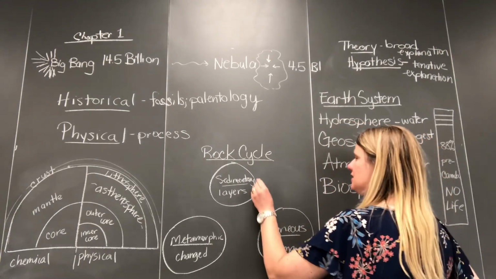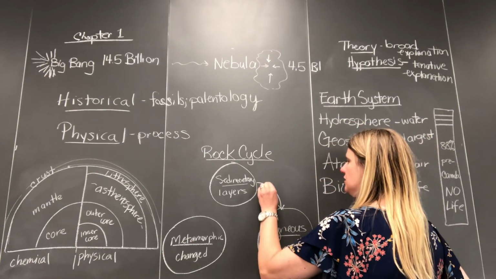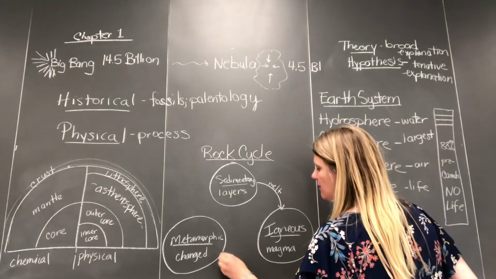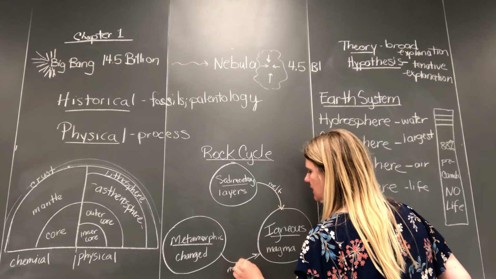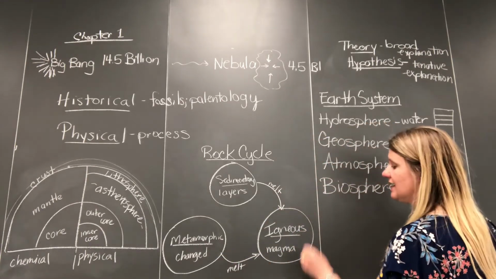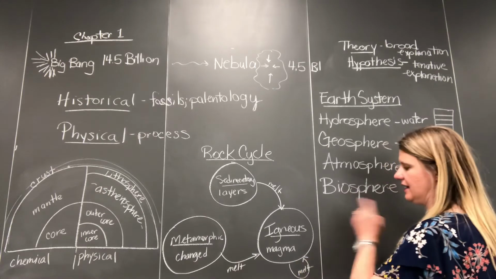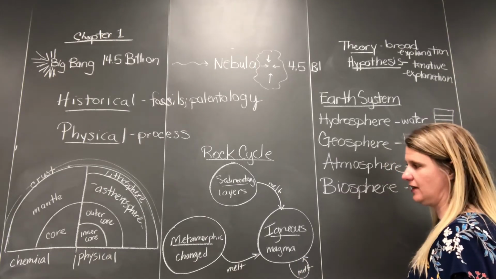So to become an igneous rock, from a sedimentary rock, all you have to do is melt it and then let it cool and it forms a new igneous rock. Take a metamorphic rock, you can melt it, let it cool, it forms a new igneous rock. Even an existing igneous rock, you can melt and let it recool and harden and form a new igneous rock.